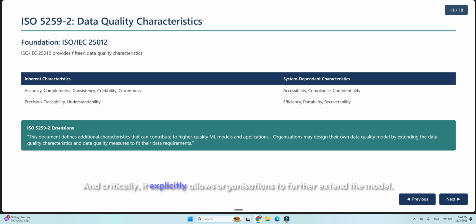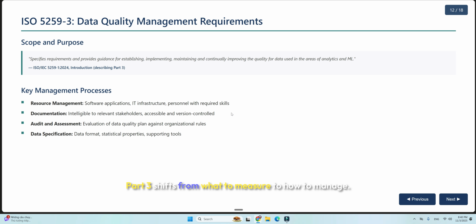And critically, it explicitly allows organizations to further extend the model. As we can see, organizations may design their own data quality model by extending the data quality characteristics and data quality measures to fit their data requirements. Part 3 shifts from what to measure to how to manage. So reading the quote, Part 3 specifies requirements and provides guidance for establishing, implementing, maintaining, and continually improving the quality for data used in the areas of analytics and ML.